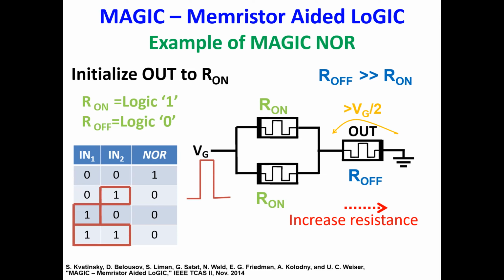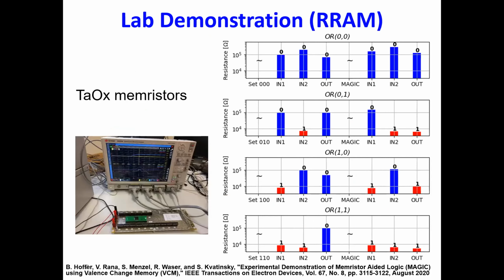And similarly, we can build other logic gates. So for example, we demonstrated OR gates as you can see here in experimental results, in collaboration with Professor Waser from Jülich and Aachen. And here we demonstrated that using the tantalum oxide resistive switches, VCM.